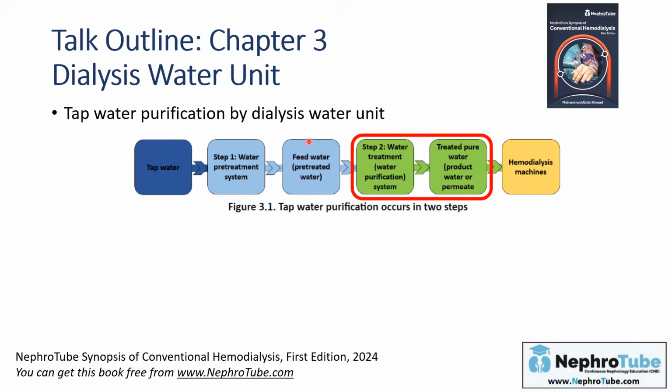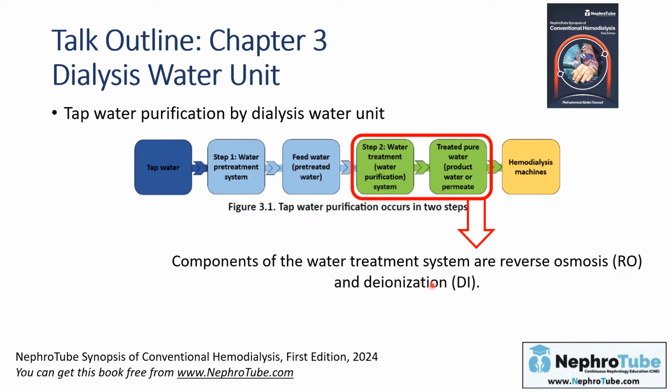So after forming the feed water, we will go to step 2. Step 2 can be formed by one of two systems. One is called reverse osmosis, and the other is called deionization.